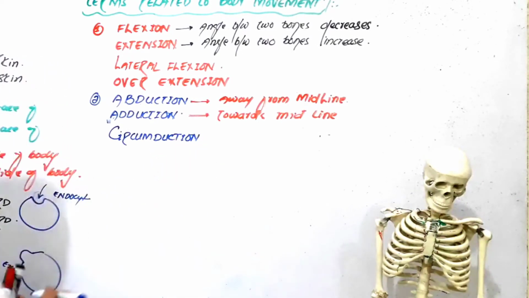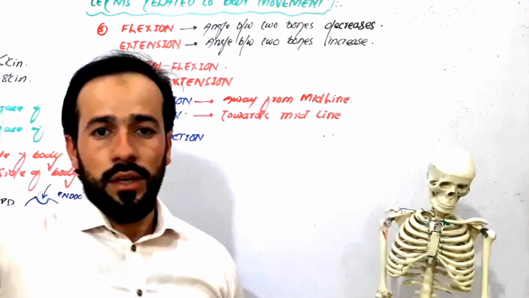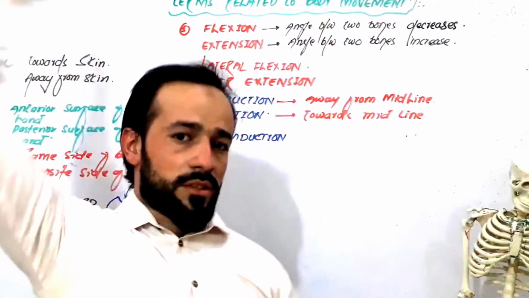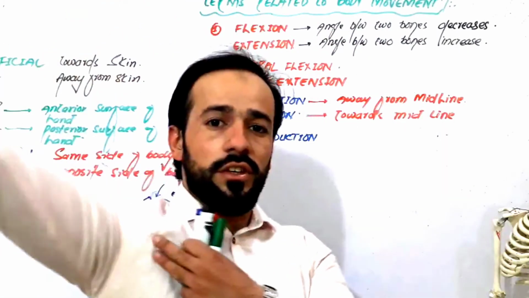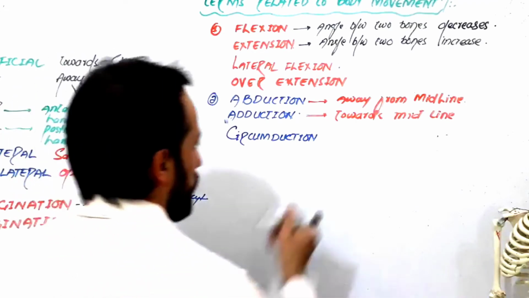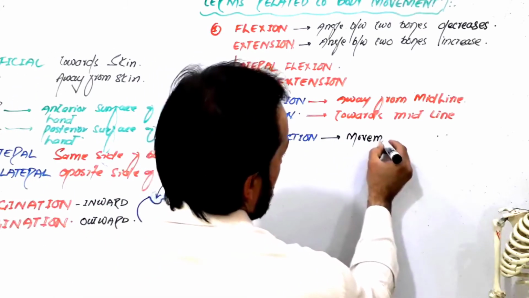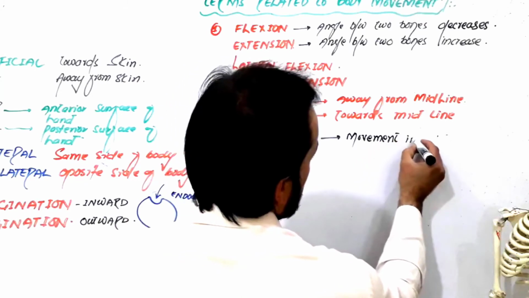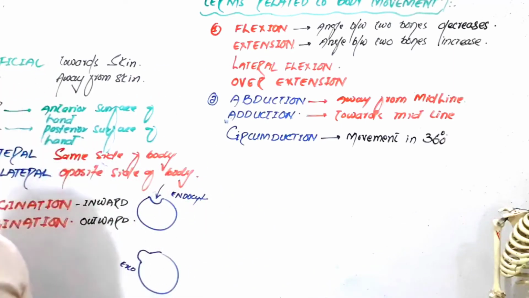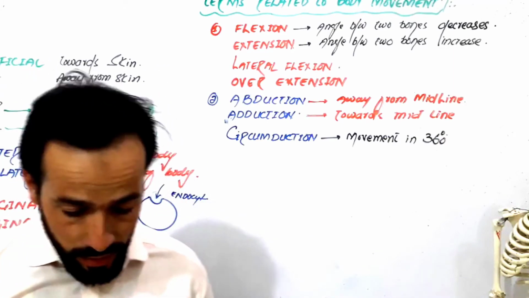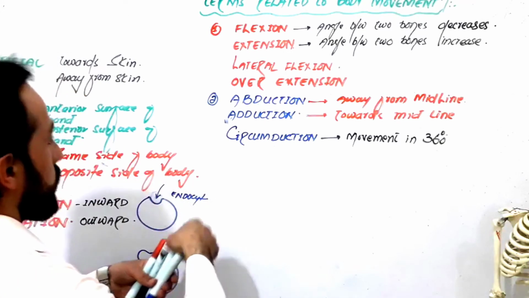What is meant by circumduction? So look, abduction, adduction, and this is called circumduction. So circumduction means movement in 360 degrees. This is called circumduction. Clear, friends? Then there is another movement that is called medial rotation and lateral rotation.